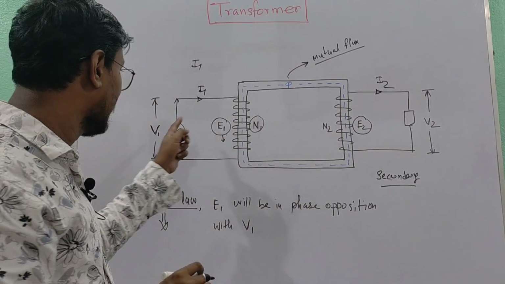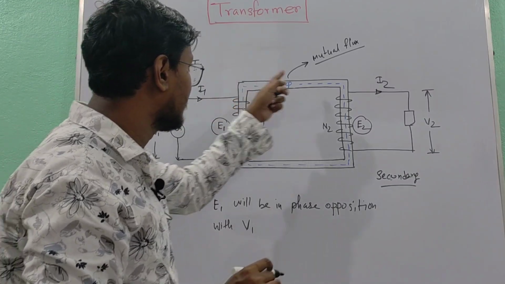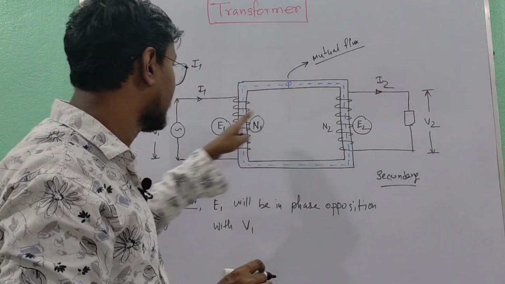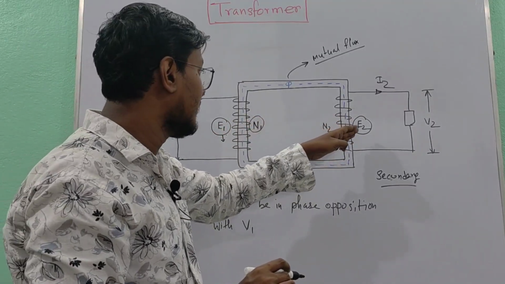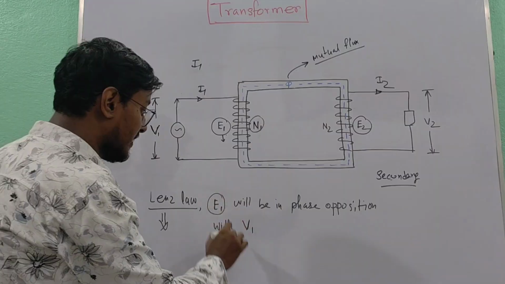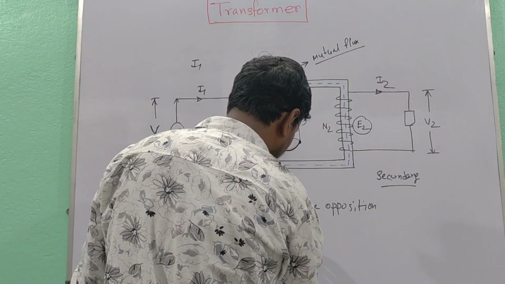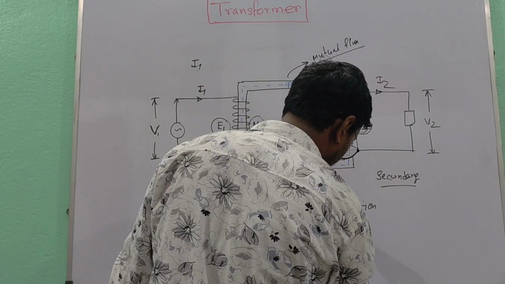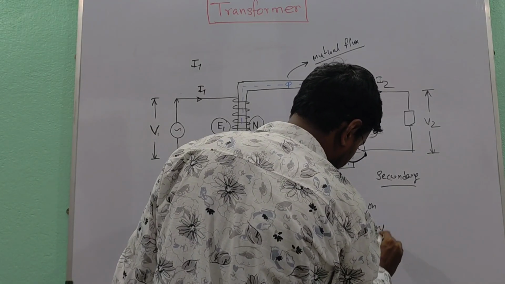V1 के वजह से E1 प्रोड्यूस हुआ है, V1 के वजह से I1 गया, I1 करंट की वजह से फ्लक्स डेवलप्ड हुआ and that flux linked with the primary and secondary winding, correspondingly generating E2 and E1. So this E1 will be in phase opposition with V1. This is also called back EMF of primary. We will talk about it later on.